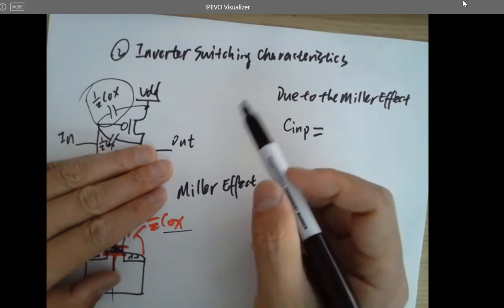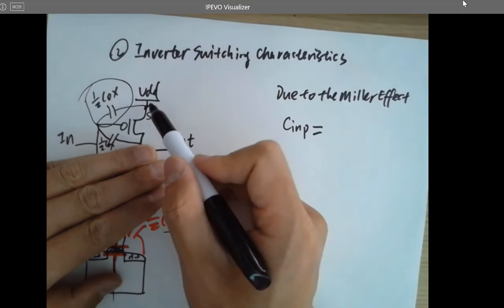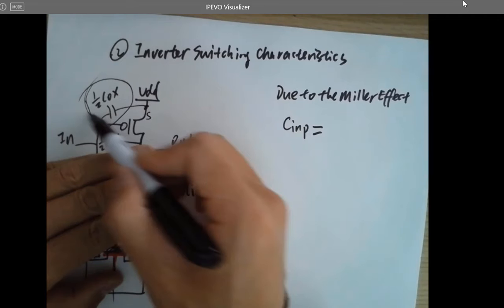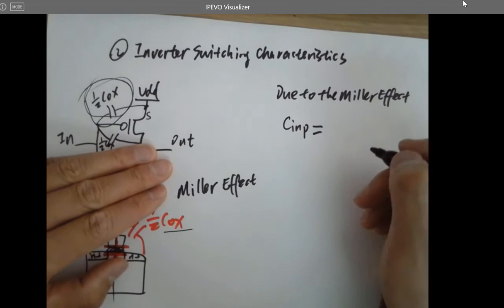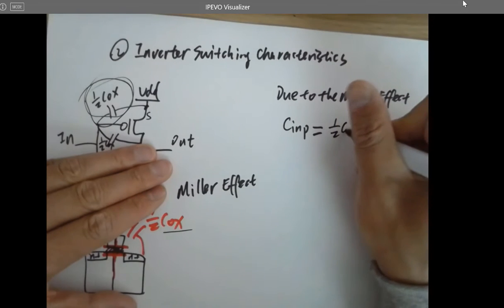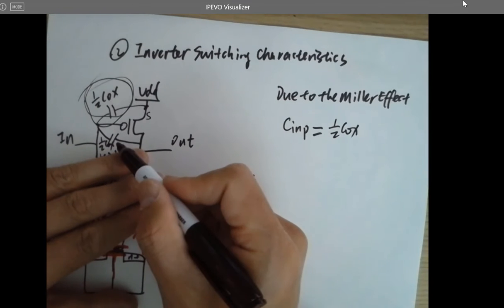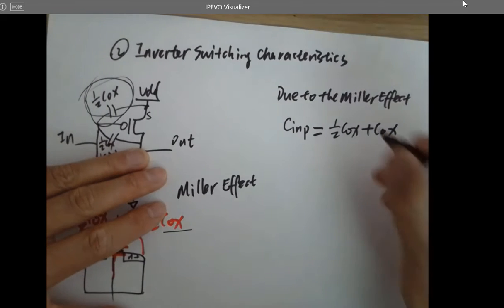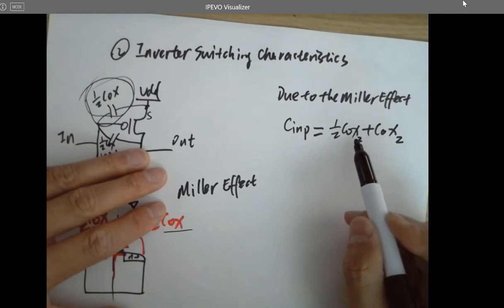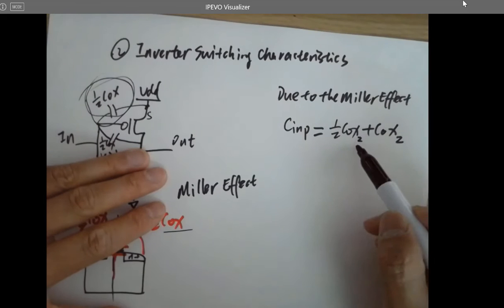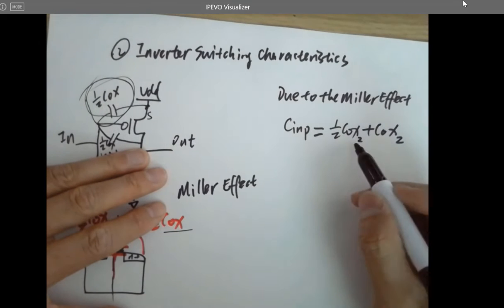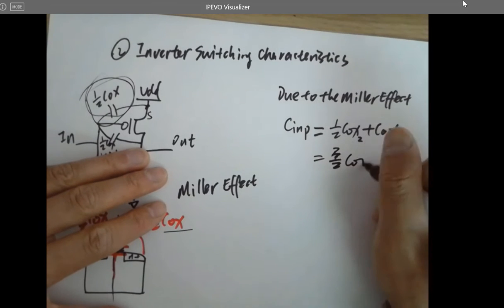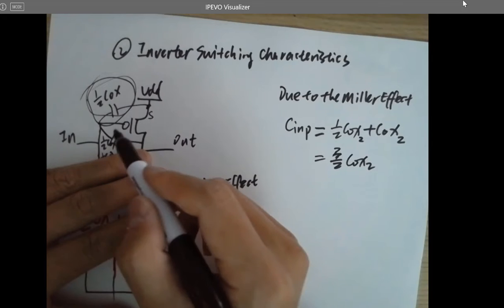This one is not changing because that's a source being held at VDD. Only one side is changing, so there's no Miller effect for this capacitor, and it's going to be a half COX. However, this capacitor has a Miller effect, so it becomes COX. We just rename the COX of the PMOS as COX2. So CINP equals a half COX2 plus COX2, which is three-halves COX2. So that's the input capacitance of the PMOS.